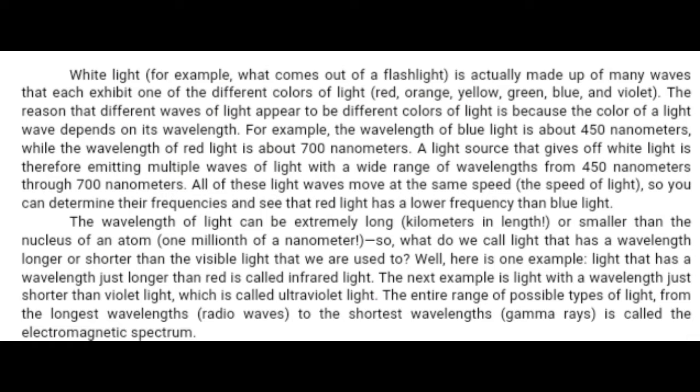Light that has a wavelength just longer than red is called infrared light. The next example is light with a wavelength just shorter than violet light, which is called ultraviolet light. The entire range of possible types of light, from the longest wavelengths, the radio waves, to the shortest wavelengths, gamma rays, is called the electromagnetic spectrum.